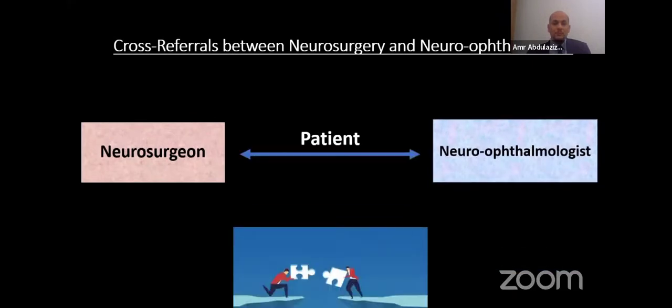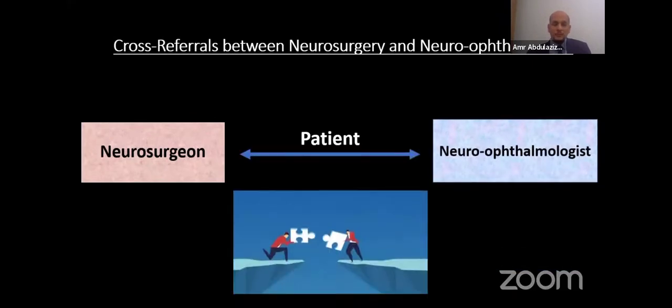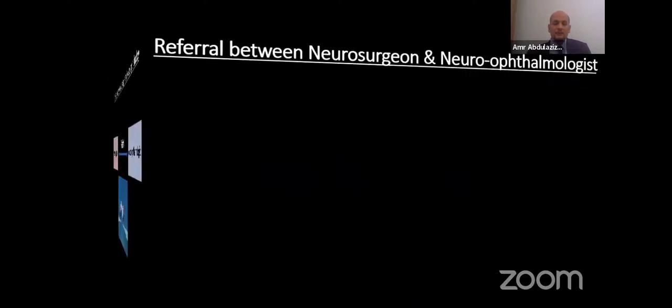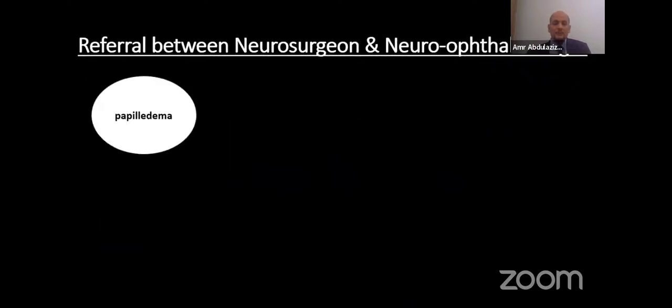So cross-referrals between neurosurgery and neuroophthalmology. I will talk about some of the examples of the cases that usually will be referred from and to neuroophthalmology. So these are some of the cases that usually will be referred, like papilledema cases. So those patients might start with the neuroophthalmology clinic. They will come with complaints of headache, tinnitus, transient visual obscurations, nausea and vomiting.